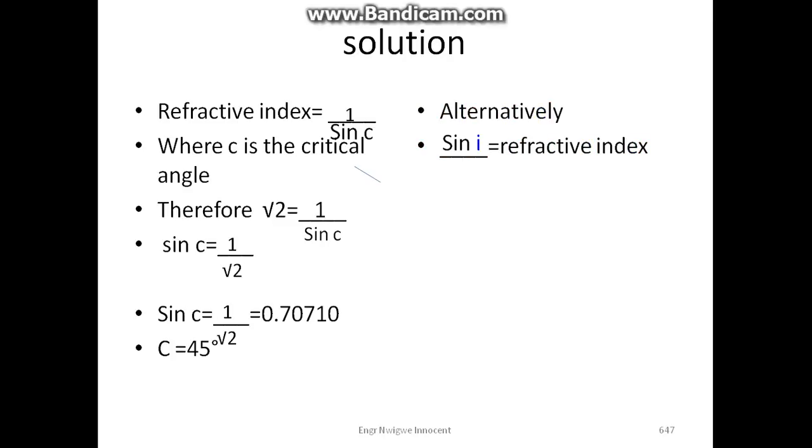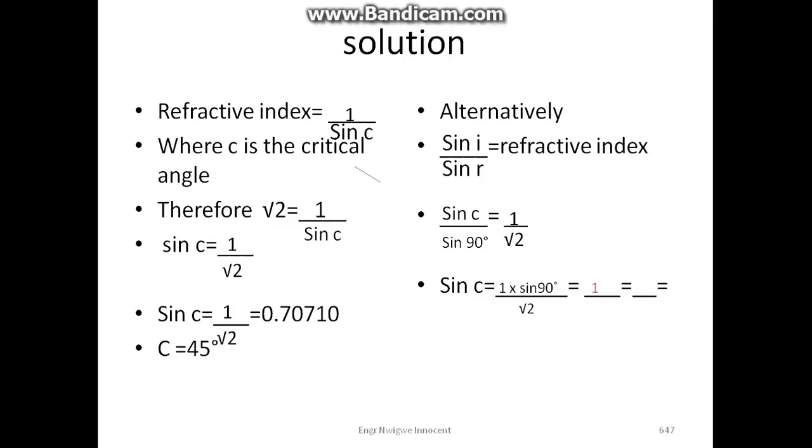Alternatively, you can say sine incident over sine refraction is equal to refractive index. Sine c over sine 90 is equal to 1 over square root of 2. Sin c is equal to 1 times sine 90 degrees all over square root of 2, which is equal to 1 times 1 over square root of 2, which gives us 1 over square root of 2, which is 0.70710. Therefore, the sine inverse of 0.70710 is 45. c is 45.